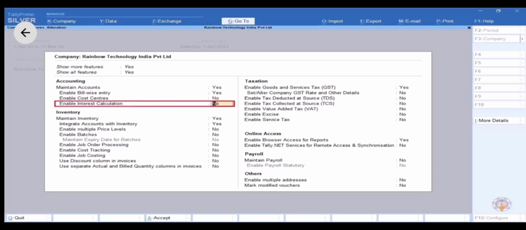Enable interest calculation. Many business industries are directly related to financial and monetary businesses, where it is common to charge interest on transactions. For example, financial institutions, banks, chit funds, etc. If interest is applicable in the company created in Tally Prime data, then through this feature, the accounting of the business can be easily managed along with interest calculation.